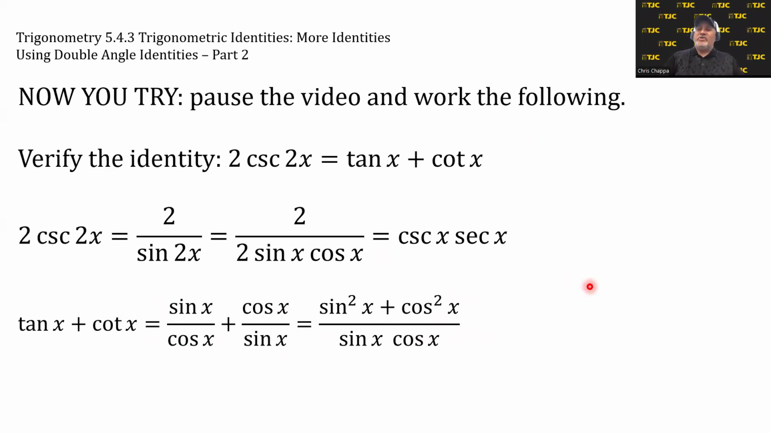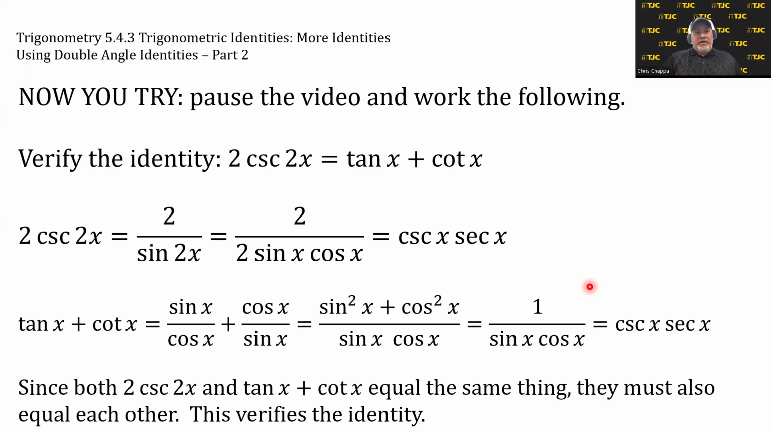If you need to write down those steps individually, I understand. But wait a minute, the numerator is now just 1. And now it's 1 over sine x cosine x, which reciprocates into cosecant x secant x. Done. Since both 2 cosecant 2x and tangent x plus cotangent x equal the same thing, they both equal cosecant x secant x, they must also equal each other, and this verifies the identity.